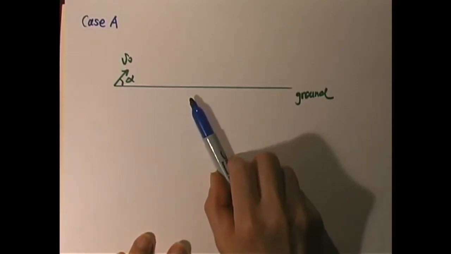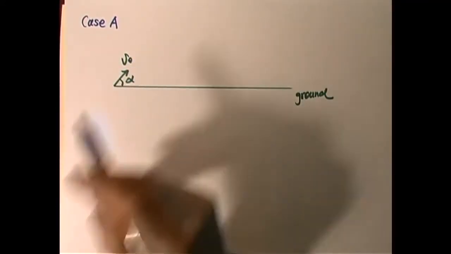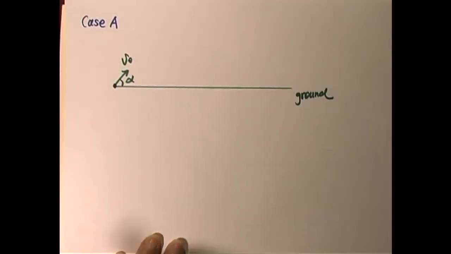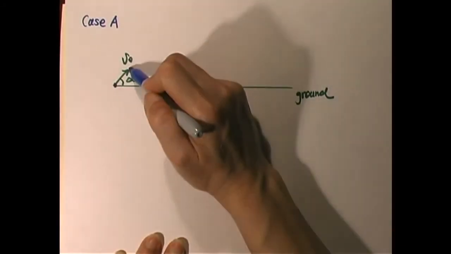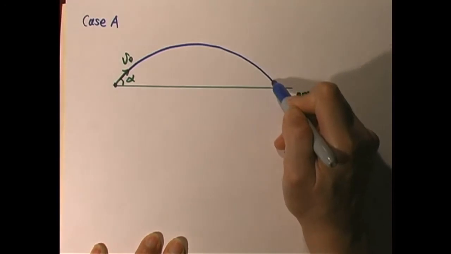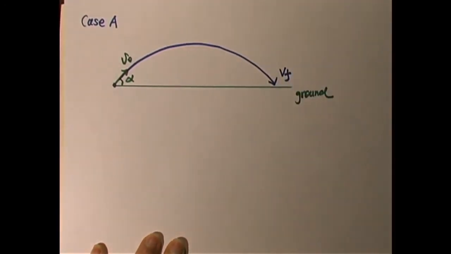Let's think about how to calculate a problem for two-dimensional projectile motion. We have initial velocity V0 and angle alpha with respect to horizontal, starting from the ground, for example. Now be very careful: if we want to draw the trajectory, it's something like that. That is V final before impact.